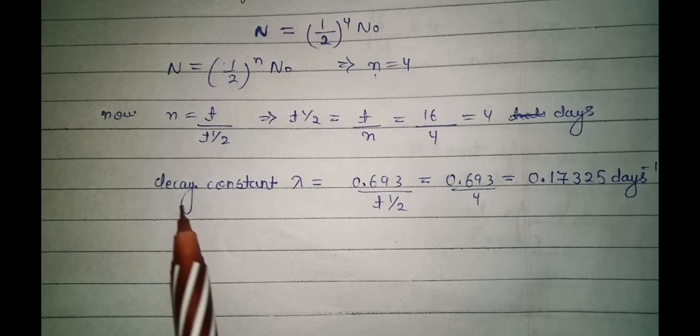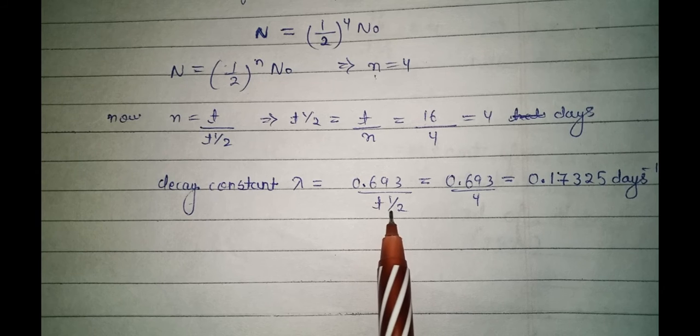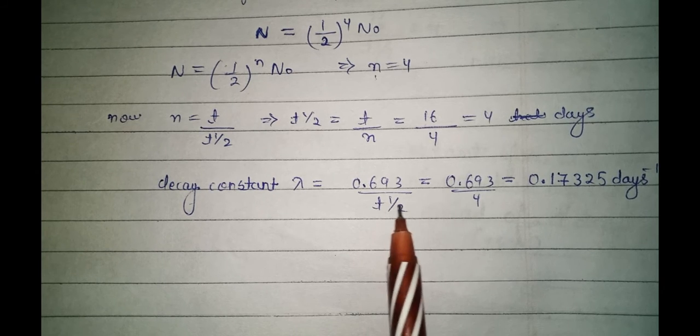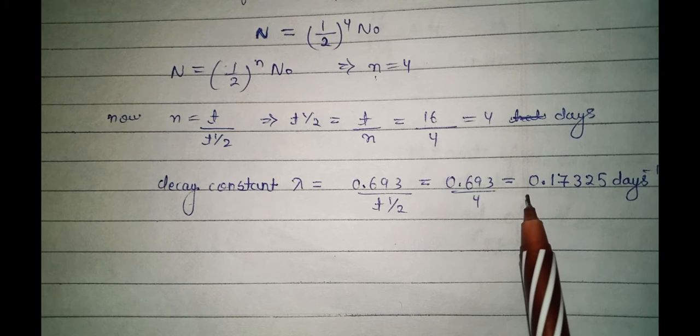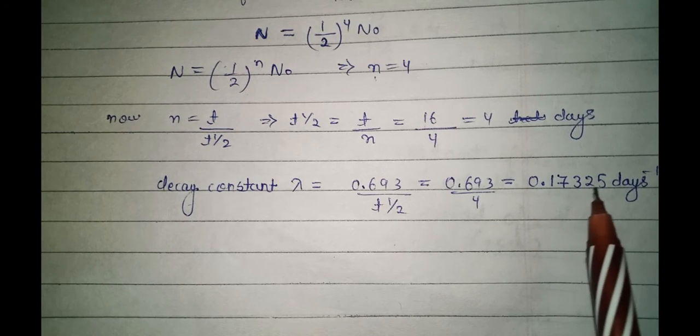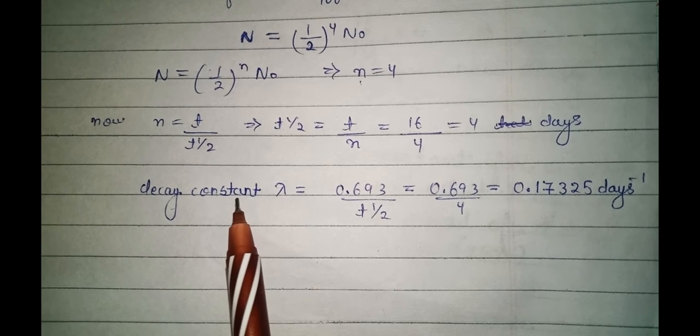Now we know that the decay constant lambda is equal to 0.693 upon T half. On putting the value of T half as 4 days, on solving this equation, we get 0.17325 day inverse as the value of the decay constant.